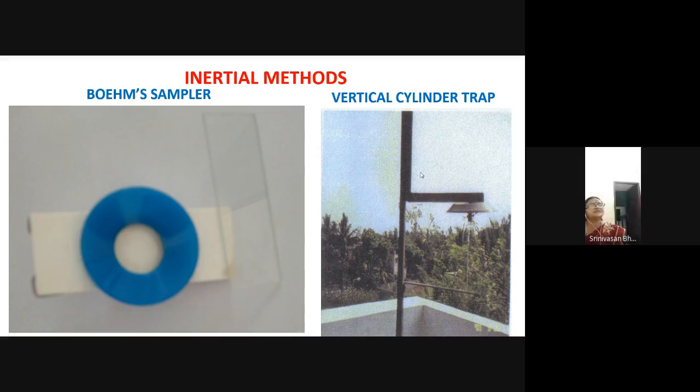So this comes under the inertial methods, the vertical cylinder trap, which is mostly used for outdoor air sampling. Whereas Boehm's is clipped onto the person's clothing, and he just can move around, and it is mostly done for personal sampling. Whereas the vertical cylinder trap in the inertial method is used for outdoor sampling.